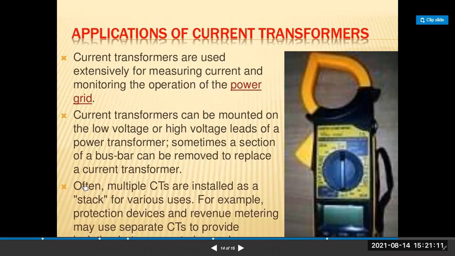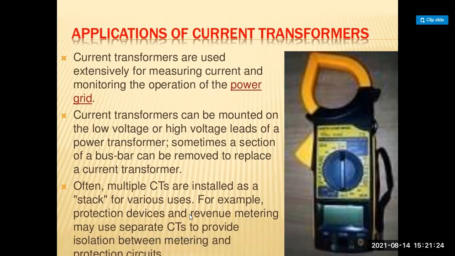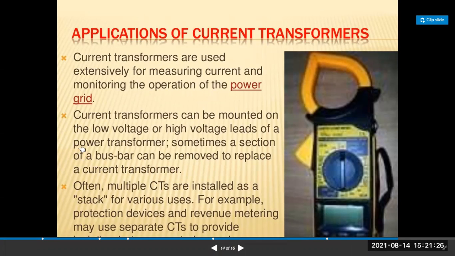And the third point is that often multiple current transformers are installed as a stack for various uses. For example, protecting devices and revenue metering may use separate current transformers to provide the current value. Okay, so that is the application of the current transformer.